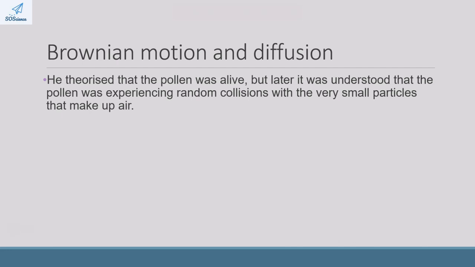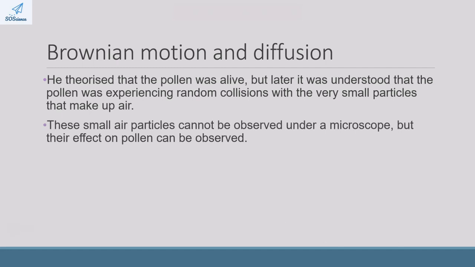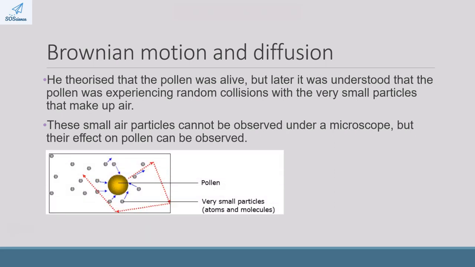But later scientists understood that actually the pollen was randomly colliding with the particles that make up air. Now, we can't see the particles that make up air, but they're there, and they're impacting the pollen particles. The small air particles can't be observed under a microscope, but the pollen particles can. So what we're actually seeing under a microscope is a pollen grain. We are not seeing the air particles that are much, much smaller than the pollen grains, but there are many, many of them. They are constantly bumping against the pollen grains and causing the pollen grains to move around randomly.